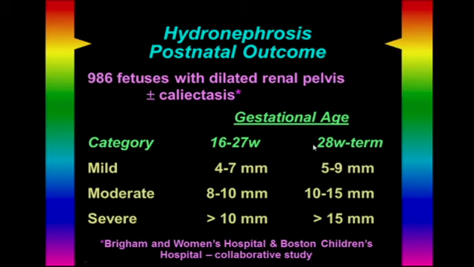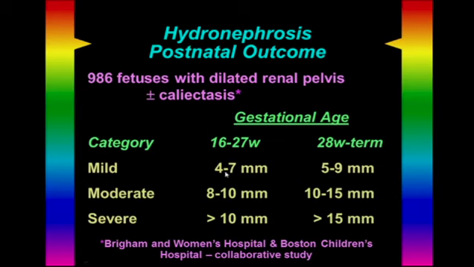We did a study looking at almost 1,000 fetuses with dilated renal pelvises, sometimes with caliectasis, sometimes not, and we looked at the postnatal outcome to see how often it is significant, depending on what the degree of hydronephrosis was, whether it was mild, moderate, or severe. And the way we classified it depended on gestational age.